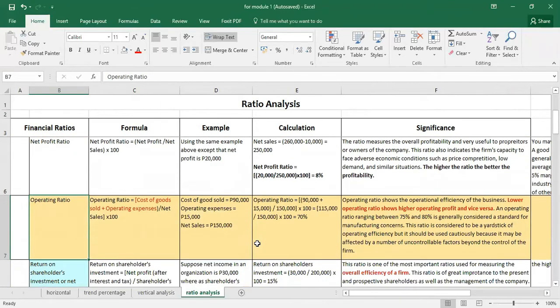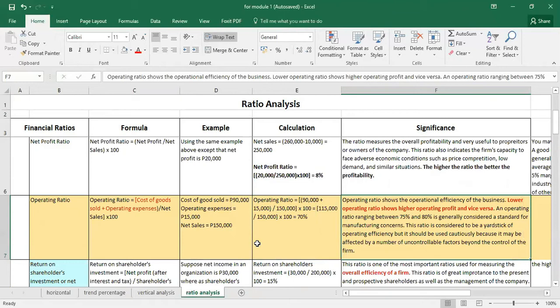Then, we have the operating ratio. So, to compute for the operating ratio, cost of goods sold plus the operating expenses. So, the sum of it ay i-divide natin sa ating net sales. So, ano ang significance ng ating operating ratio?